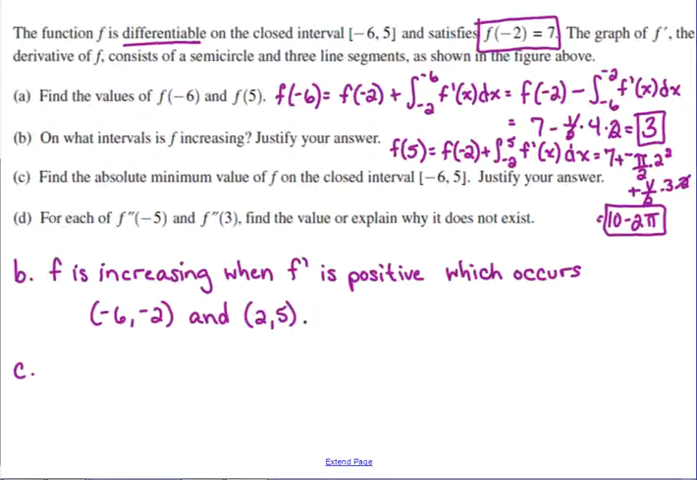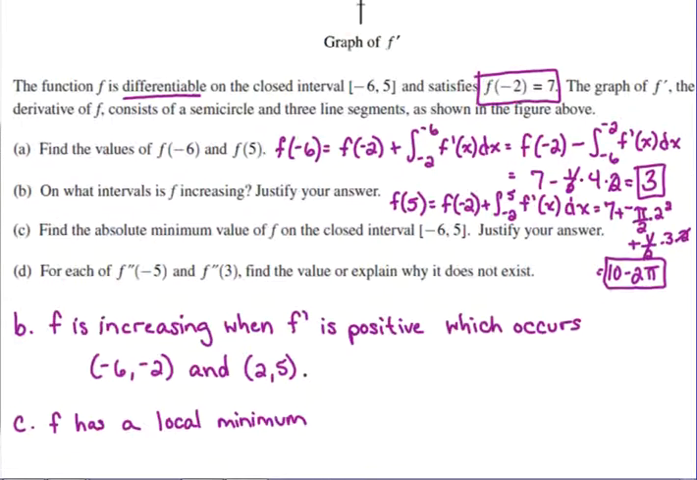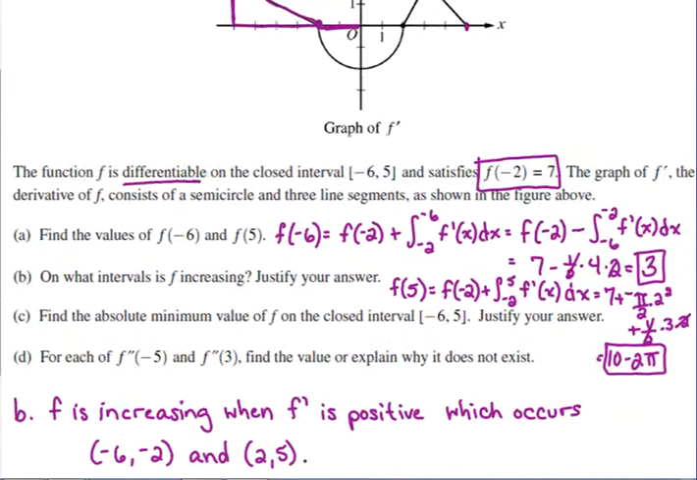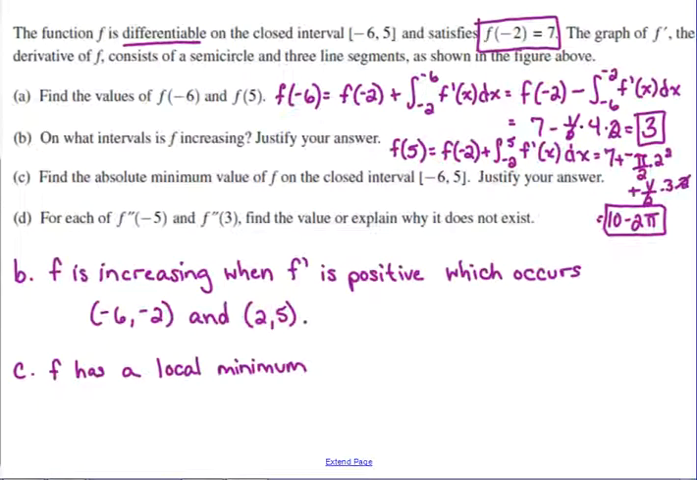All right, part C, find the absolute minimum value of f on the closed interval from -6 to -5. So first of all, I need to identify candidates for where we will have a minimum. So f has a local minimum. Where does our function have a minimum? Where f prime changes from negative to positive. So at +2, f has a local minimum where f prime changes from negative to positive.